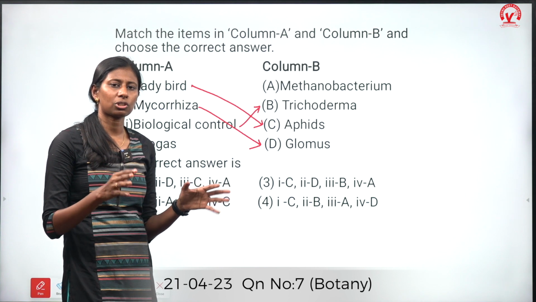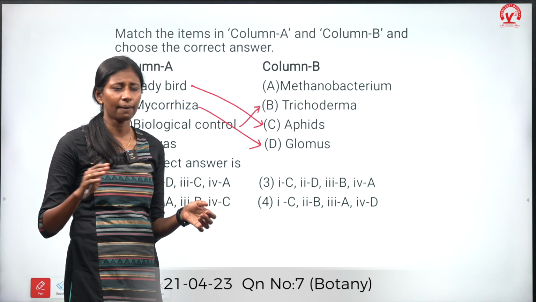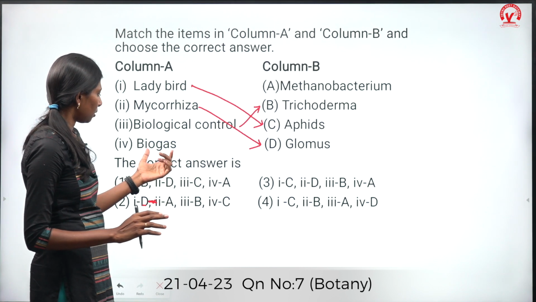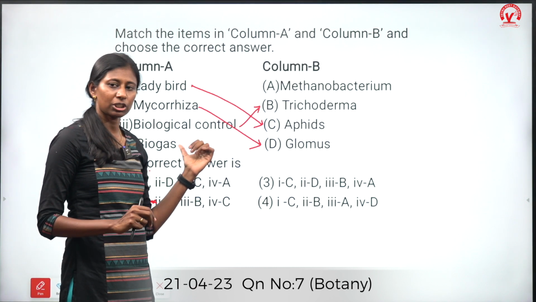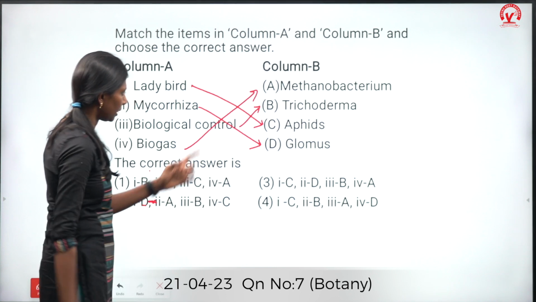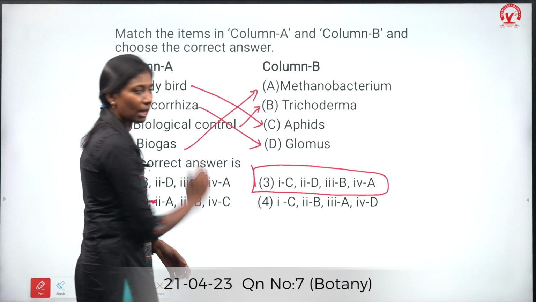Majorly, biogas consists of methane. The other gases also present, like carbon dioxide, hydrogen also there. But majorly, methane is present. The bacteria which is involved in the production of biogas is called Methanobacterium. Let's match this. You can get this as your answer.